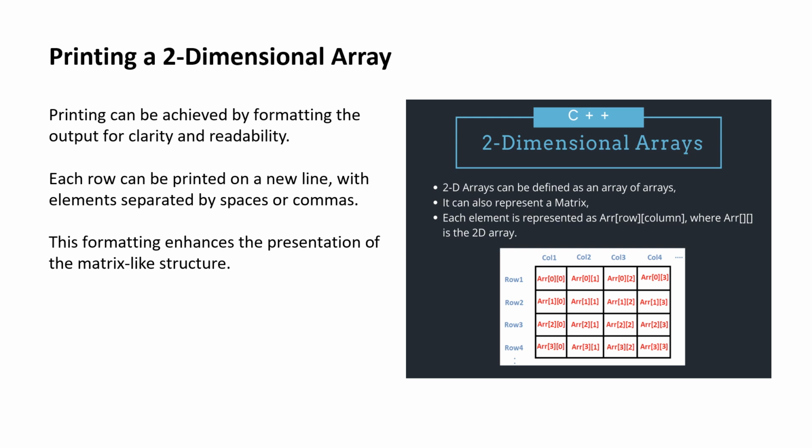Printing a two-dimensional array. Printing can be achieved by formatting the output for clarity and readability. Each row can be printed on one line with the elements separated by spaces or commas. This formatting enhances the presentation of the matrix-like structure.